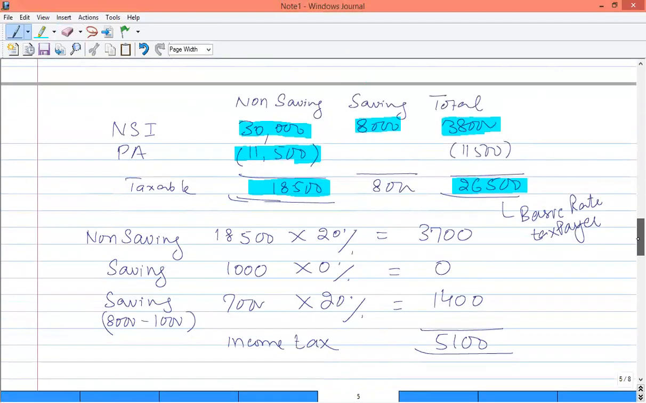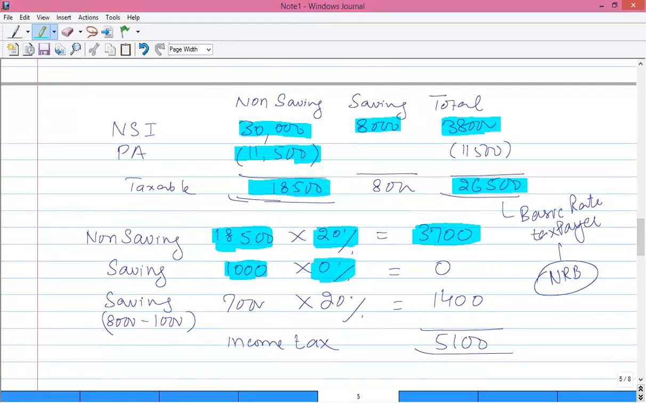First of all, we'll tax the non-saving income: 18,500 multiplied by the first rate. This is the tax on non-saving income. Then, as it is a basic rate taxpayer, he or she will get the nil rate band facility. That is, the first 1,000 is taxed at 0%, and afterwards the remaining saving income is taxed at the first rate, that is 20%. So the income tax liability is 5,100.